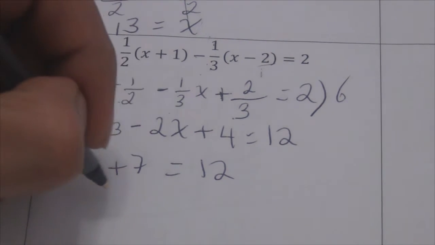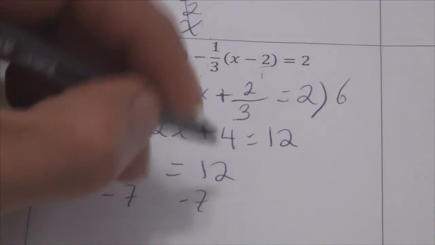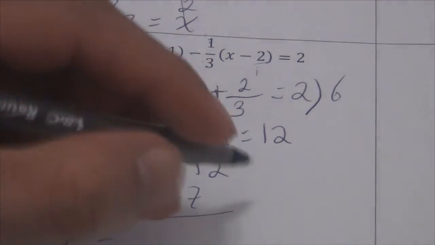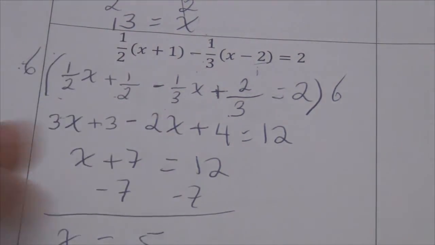You know how to solve this. I'm not going to solve it for you, or maybe I will. I'm going to use the additive inverse. 12 minus 7 is 5, so x is 5.